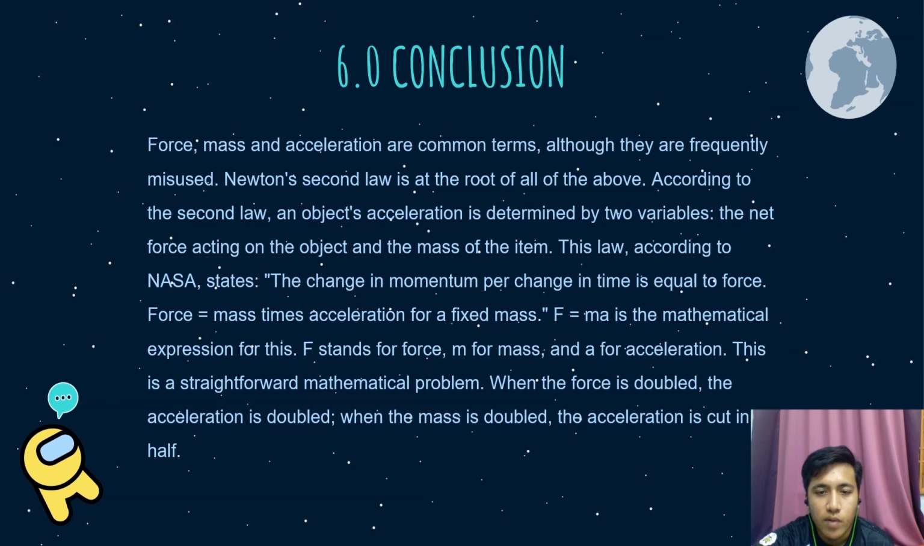F stands for force, m for mass, and a for acceleration. This is a straightforward mathematical problem. When the force is doubled, the acceleration is doubled. When the mass is doubled, the acceleration is cut in half.